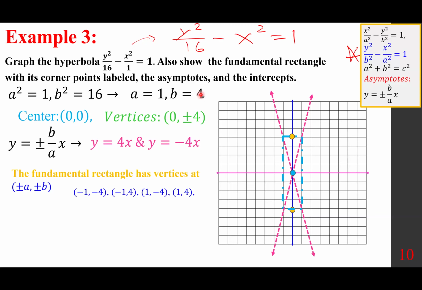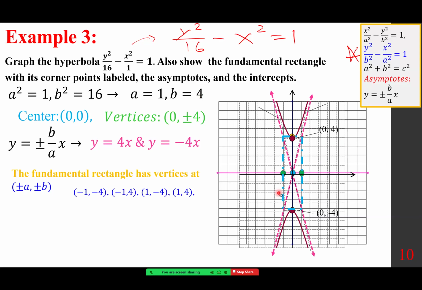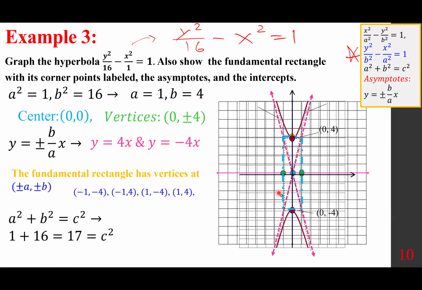Those are the asymptotes. And those are, again, the points that are really part of that. This is a, 0 and 0. It's not vertices, nothing. But because we know the relationship between a squared and b squared is that a squared plus b squared equals c squared, which makes it 17. So c is square root of 17.